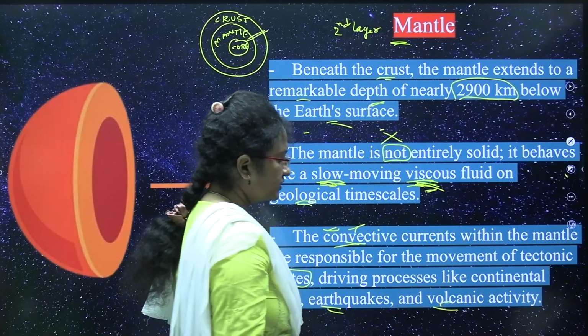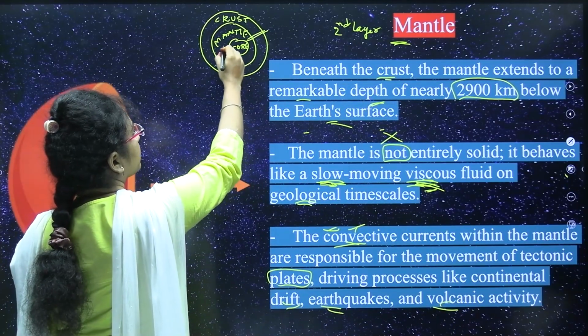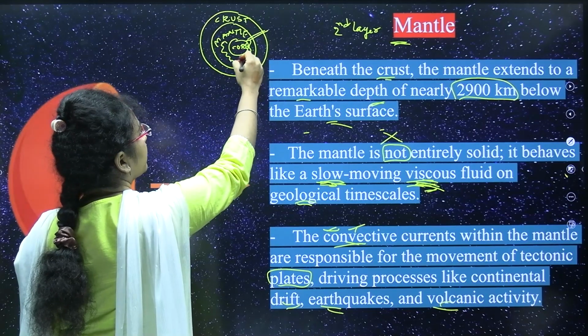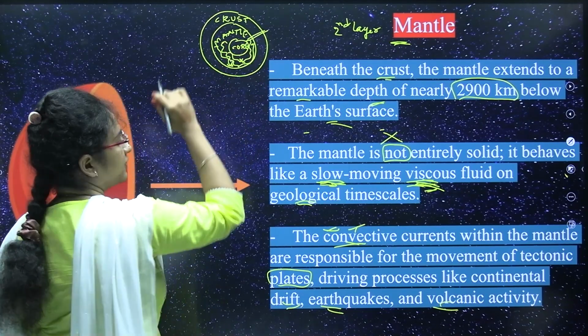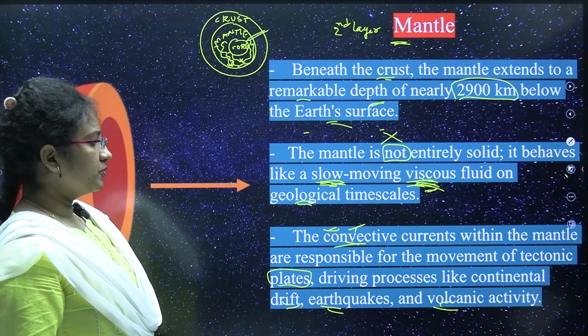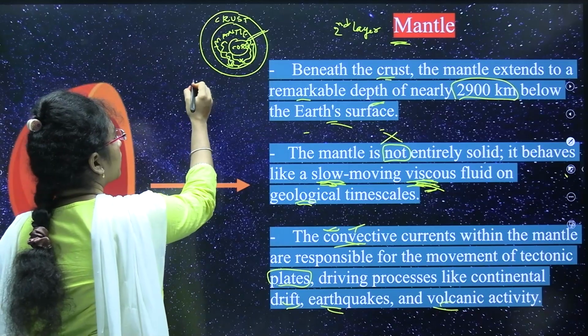So here, as I've told you, in the mantle layer we have these convective currents which keep on moving within the mantle layer, right? So these are the convective currents, and they lead to the movement of tectonic plates. This is the first thing. So what about the tectonic plates?